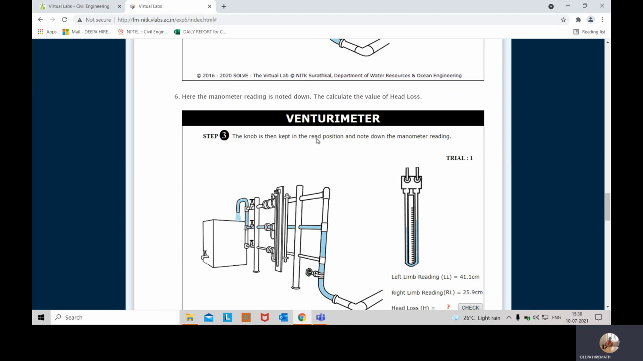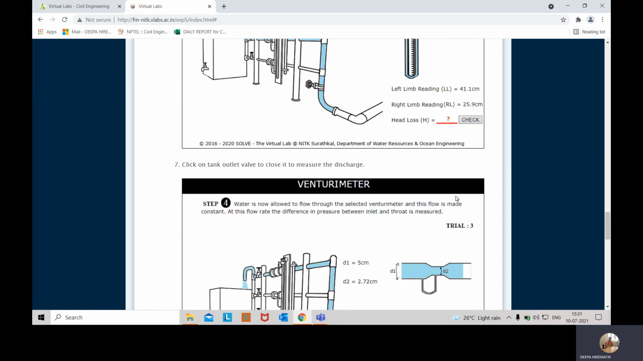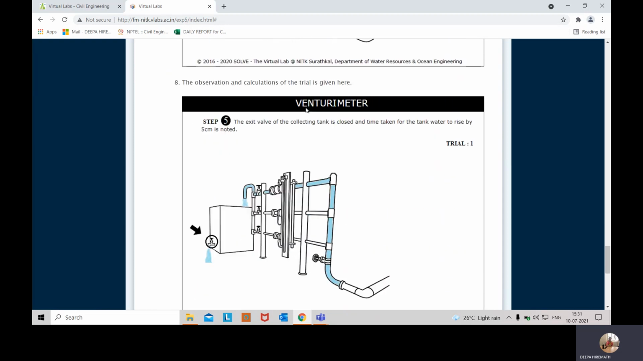Next, the knob is then kept in the read position, and we are going to note down the manometer readings, like left limb manometer reading and right limb manometer reading. Then we are going to find the difference of both. After this, the water is now allowed to flow through the selected Venturimeter, and this flow is made constant. At this flow, the difference in pressure between the inlet and the throat is measured.